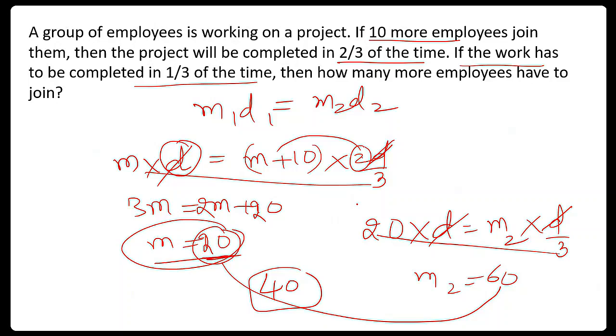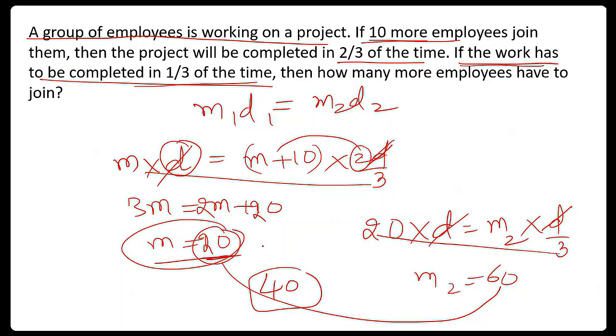Yes. What do you say? After removing 10 already joined, isn't it 30? No, no, no. You cannot compare the one we want with the second case. You have to compare with the first case. Right? 2D by 3, yes, two-third of the time. So 2D by 3, then D cancels on both sides. So cross multiplication: 3M is equal to 2 into (M plus 20).